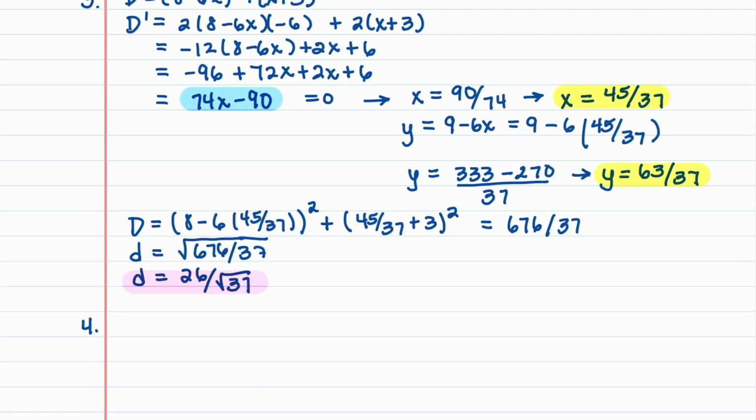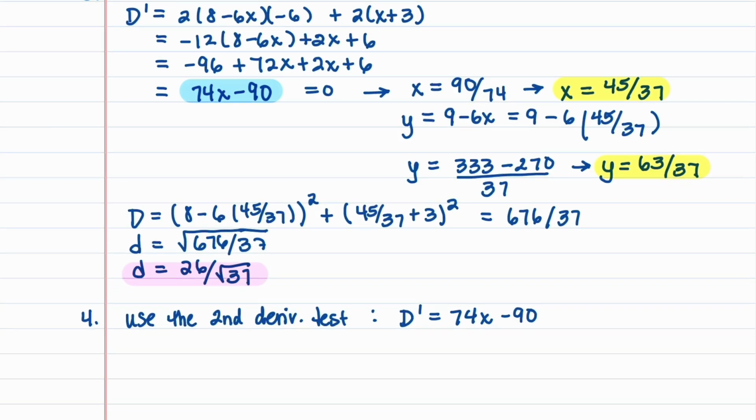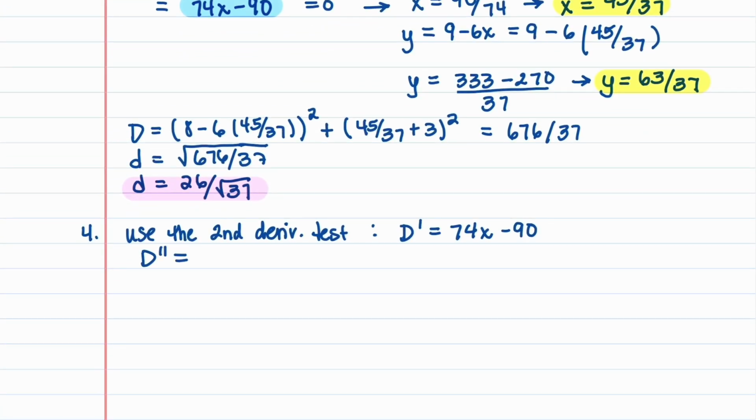So for our justification, we can use the first derivative test or the second derivative test. Our first derivative is highlighted up here in blue. It's really simple, so we definitely want to use the second derivative test. And I'm going to go ahead and write the first derivative. D prime is 74x minus 90. So D double prime is 74. That is greater than 0.